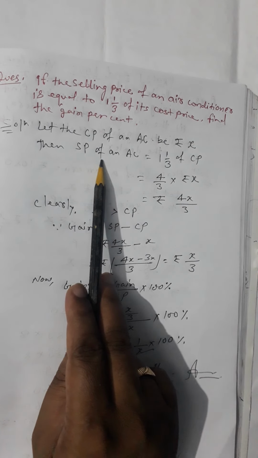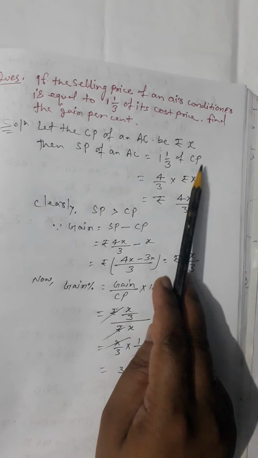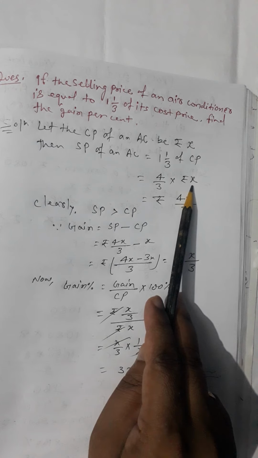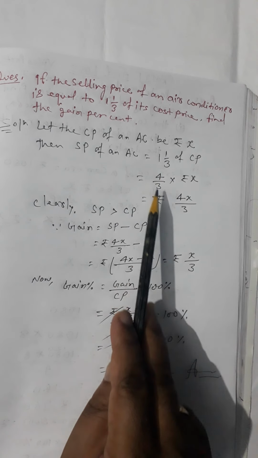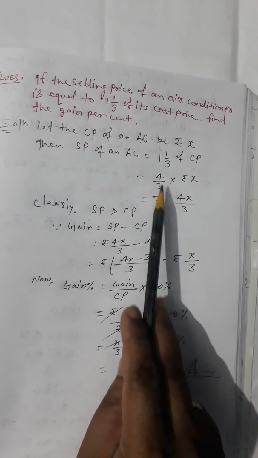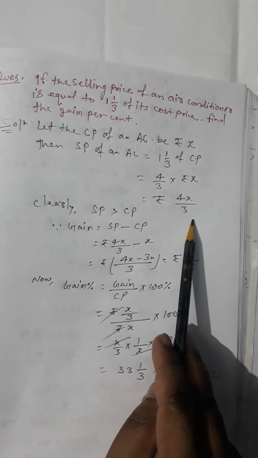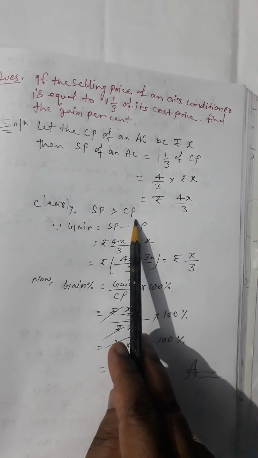Then SP of an AC equal to 1 and 1 by 3 of CP. So putting the value of CP as X, and this one, 3 ones are 3 plus 1, mixed fraction changed into improper, so it becomes 4 by 3 into rupees X. So now it becomes rupees 4X by 3. So clearly we have to find out gain percent. The SP is greater than CP.